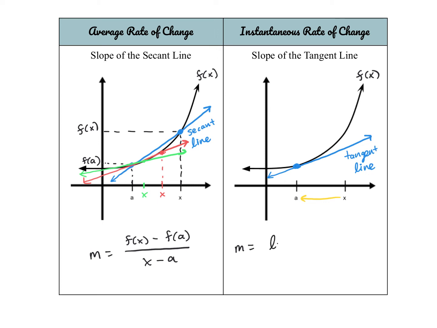So we're finding the limit as x approaches a of that same slope of f of x minus f of a over x minus a. So this is how you could find the slope of your tangent line at the point x equals a, which would give us that instantaneous rate of change of our function. So you can see how the concept of limits is really going to be essential to us working with these rates of change.